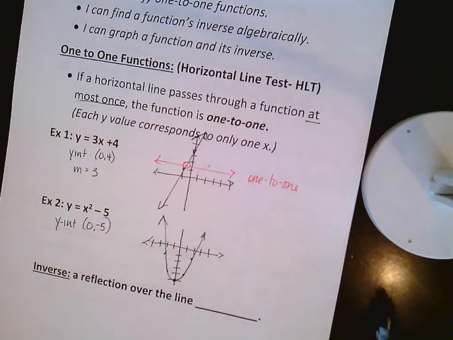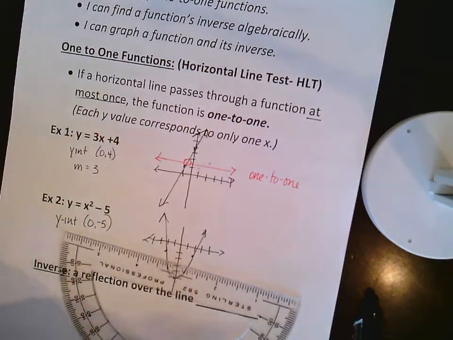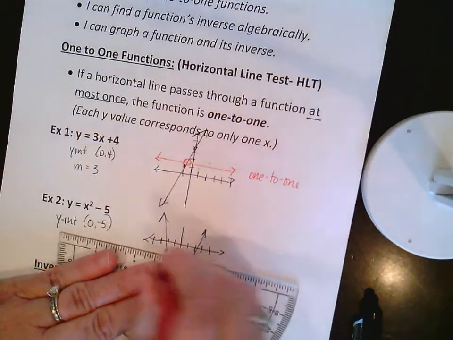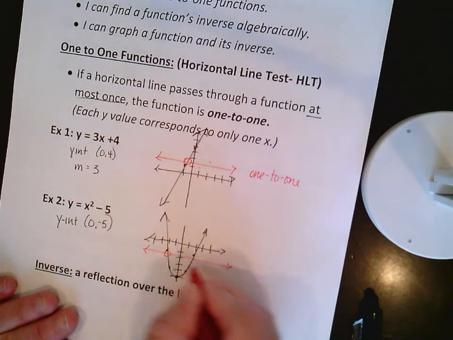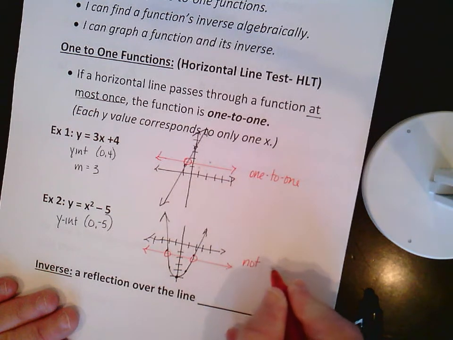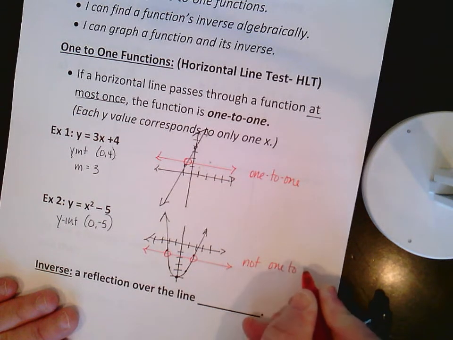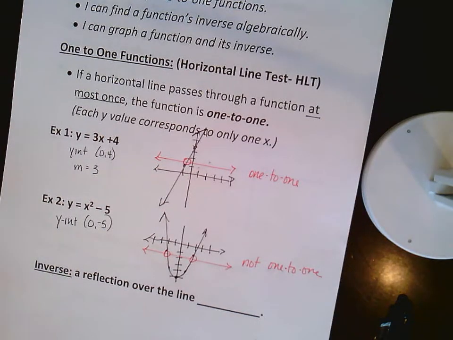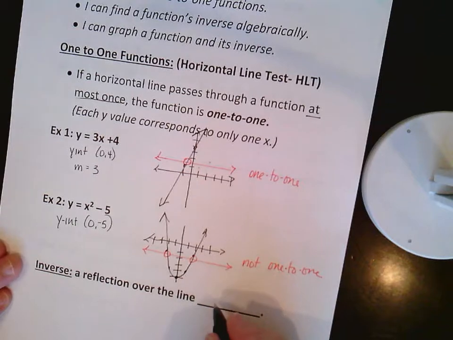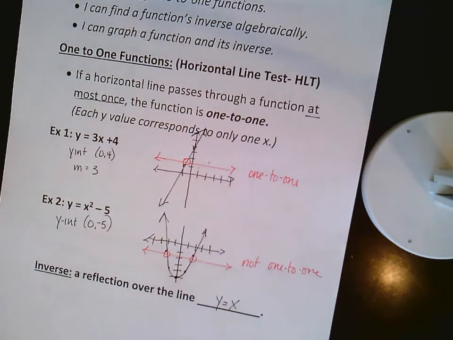And now if I draw a horizontal line through this, it actually passes through this function in 2 places. So this is not one-to-one. Now, an inverse function is a function that reflects over the line y equals x. Okay, if it reflects over the line y equals x, it's an inverse function.